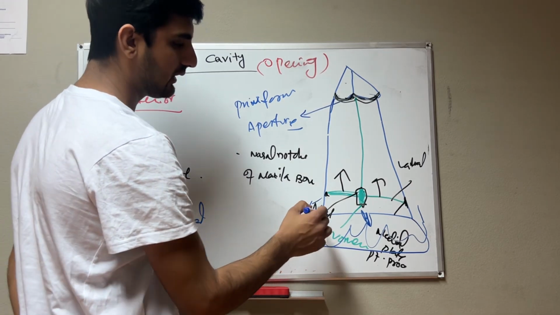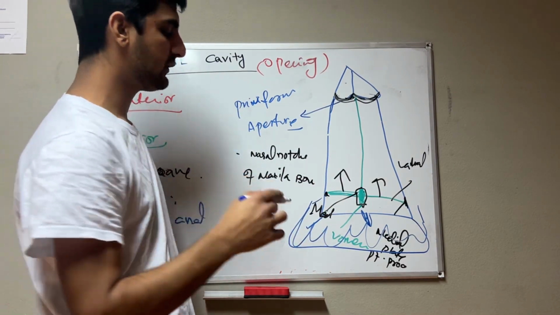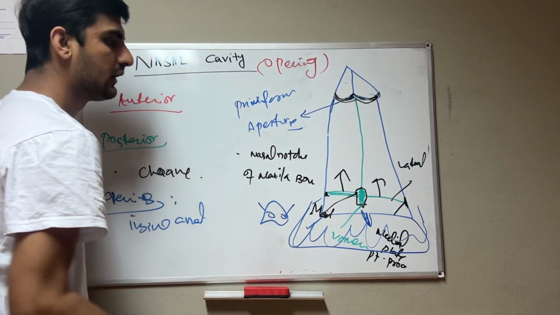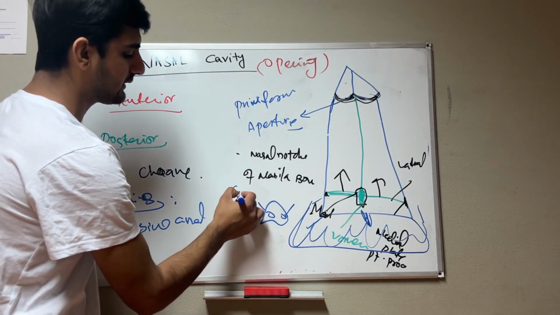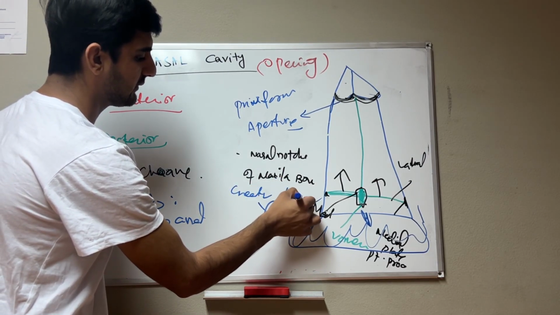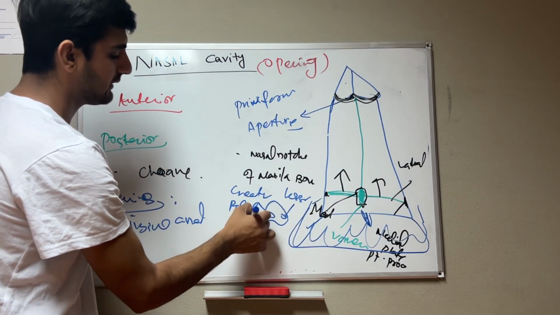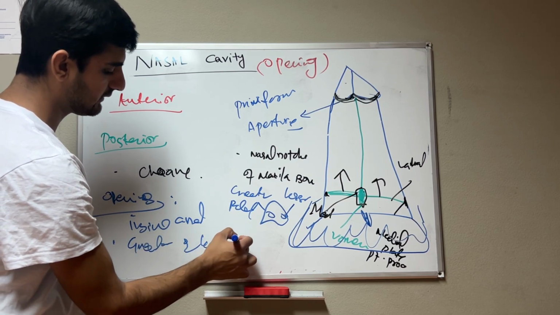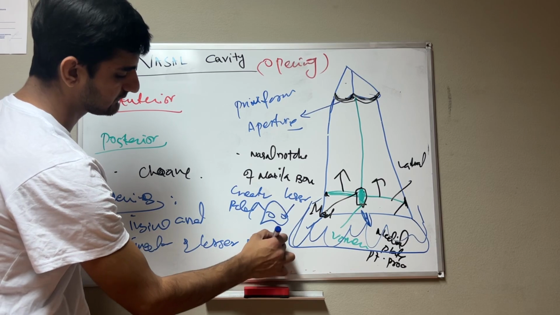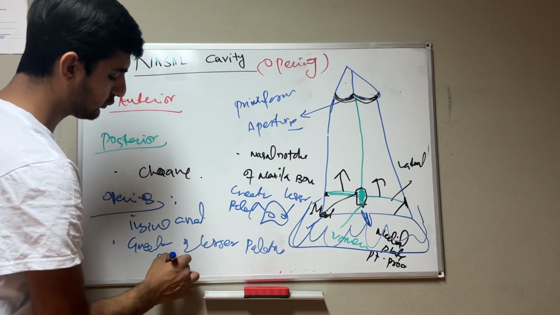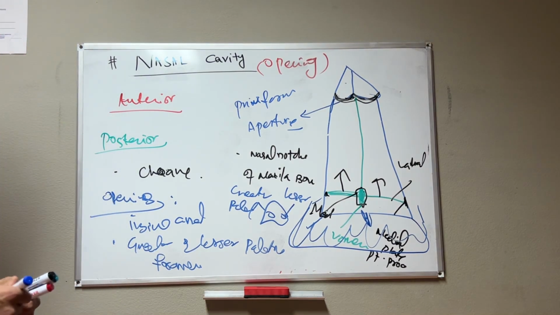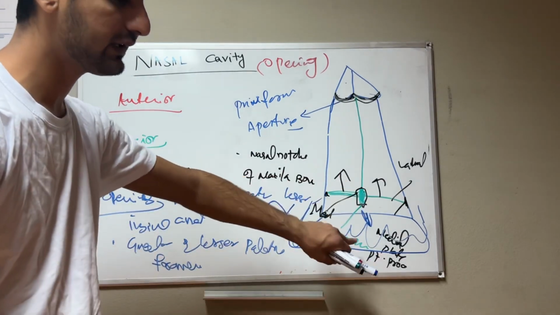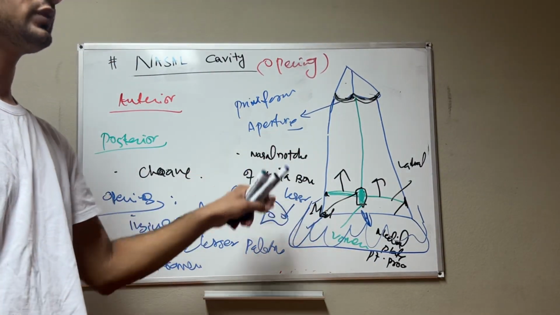Then we have the pyramidal process of the palatine bone. There we have two other openings: in the pyramidal process of the palatine bone we have the greater and lesser palatine foramina. These are also openings in the nasal cavity. So the openings in the upper jaw are the incisive canal and the greater and lesser palatine foramina, which open into the nasal cavity.